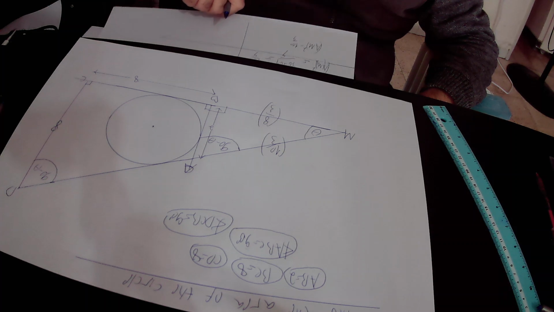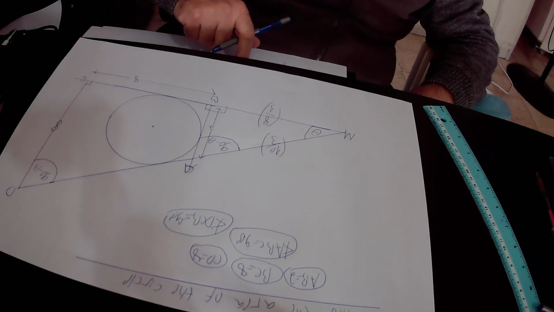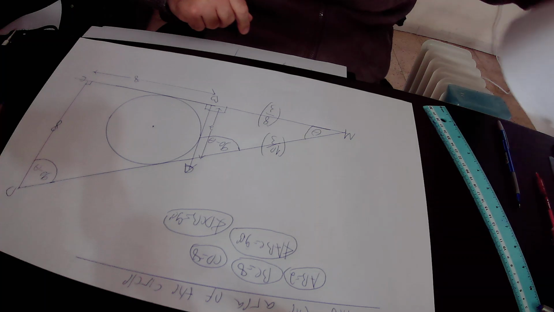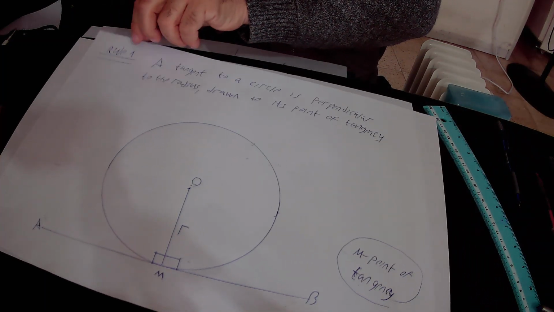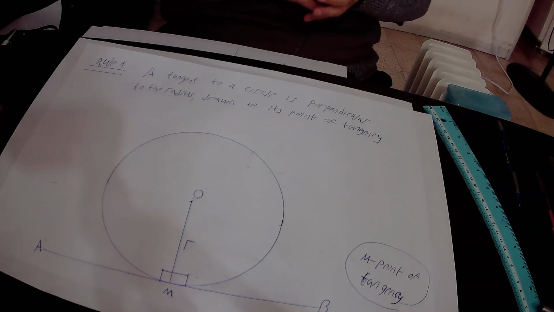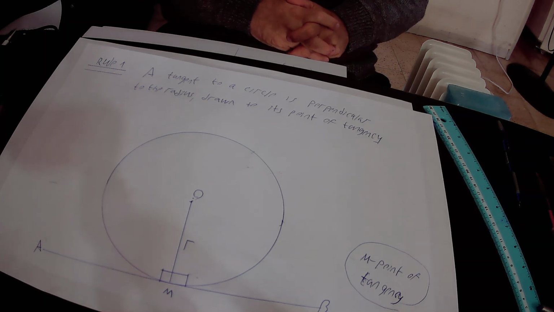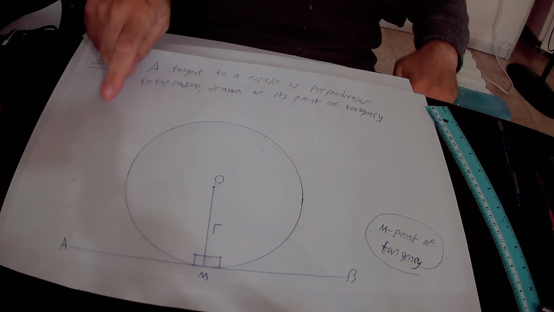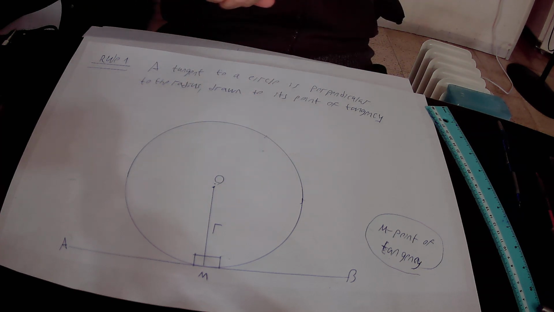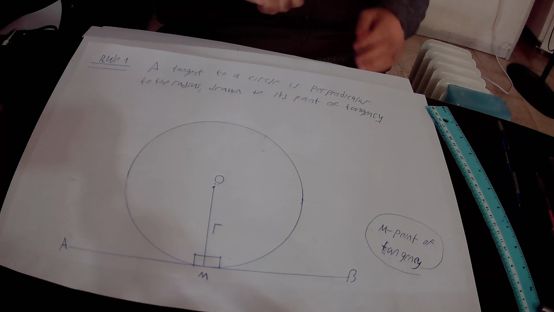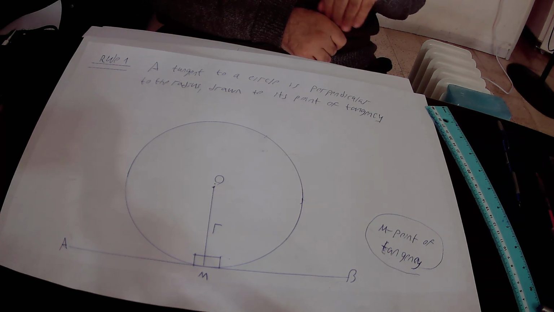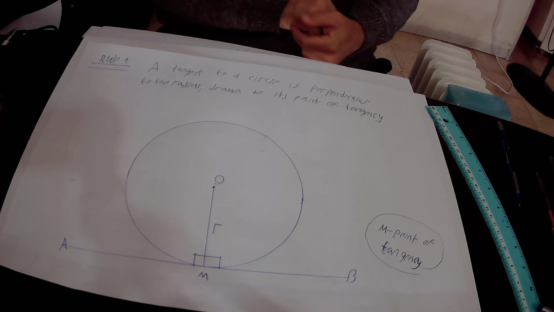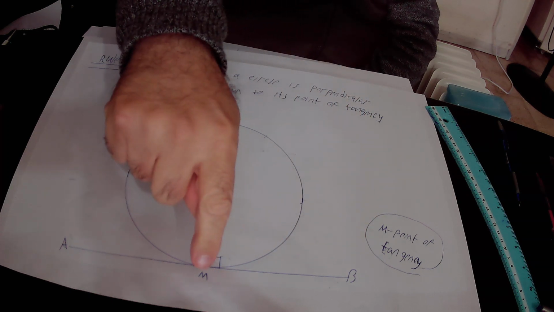In the next step, I present to you a new rule, rule number 1, and we will implement rule number 1 in our drawing. According to rule number 1, the tangent to a circle is perpendicular to the radius drawn to its point of tangency. Tangent AB is tangent to the circle at point M. We have the radius OM that is drawn to point M, the point of tangency of tangent AB with the circle. Whenever we have a radius drawn to the point of tangency, the tangent AB will be perpendicular to the radius MO.